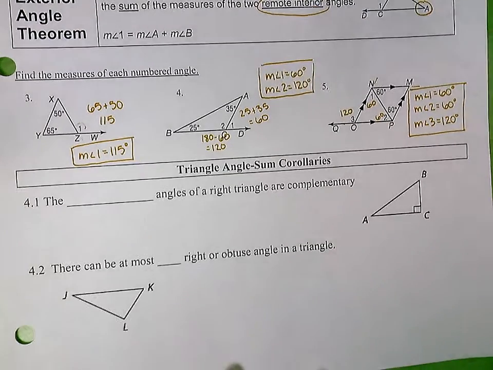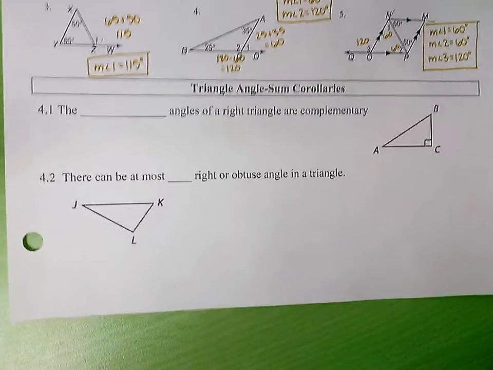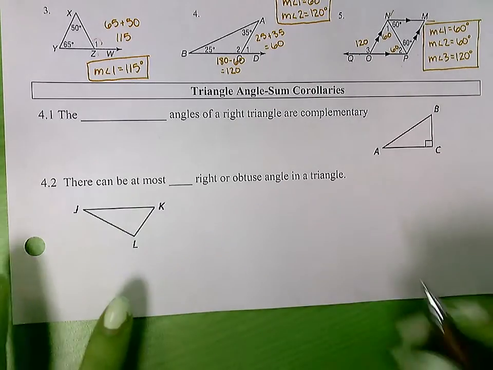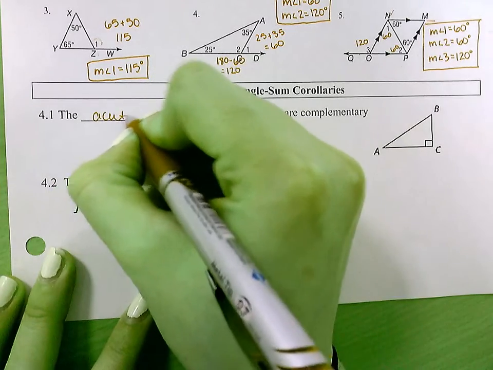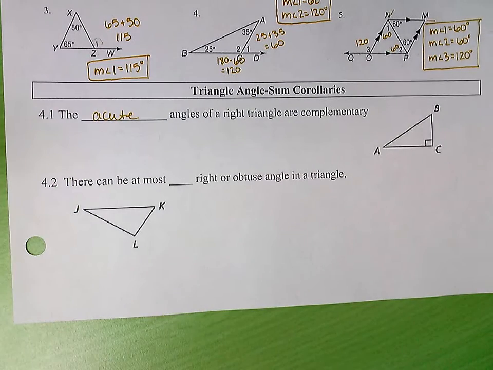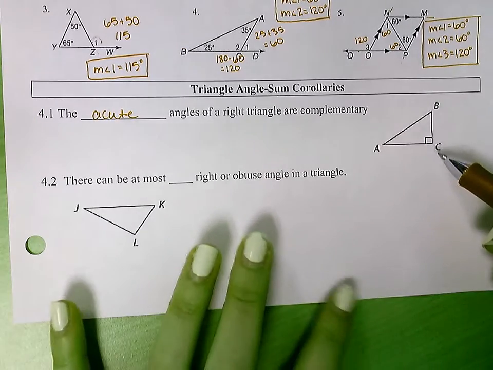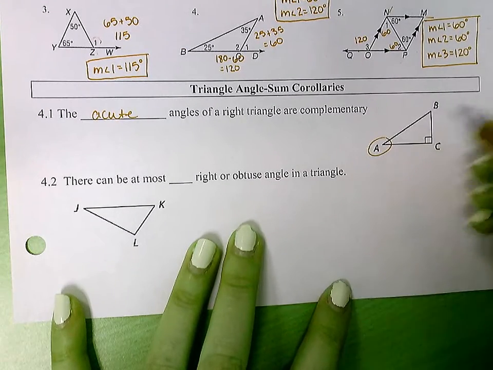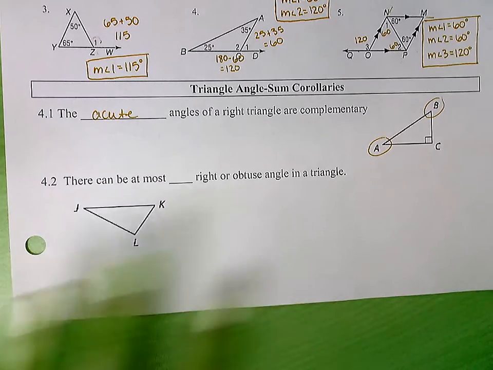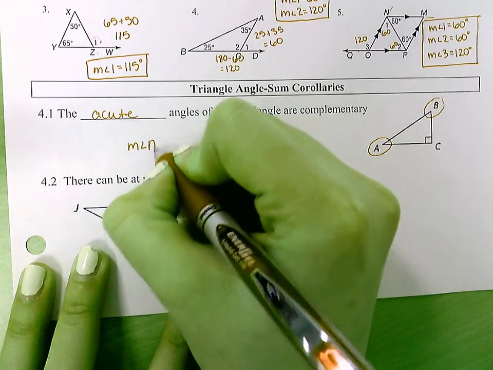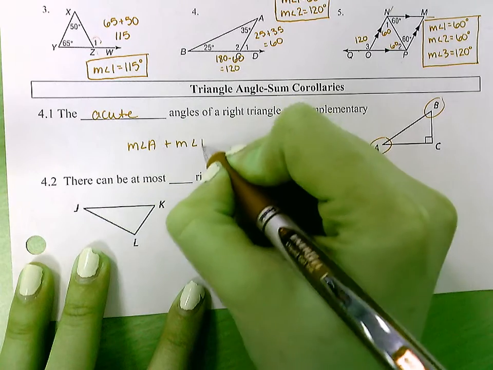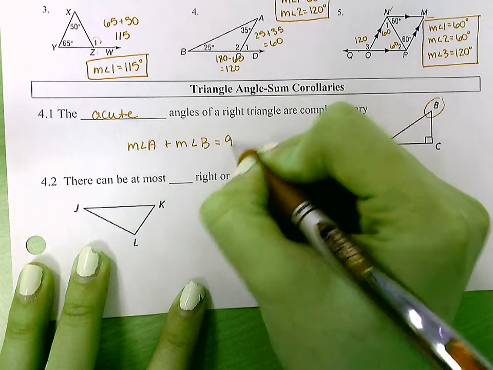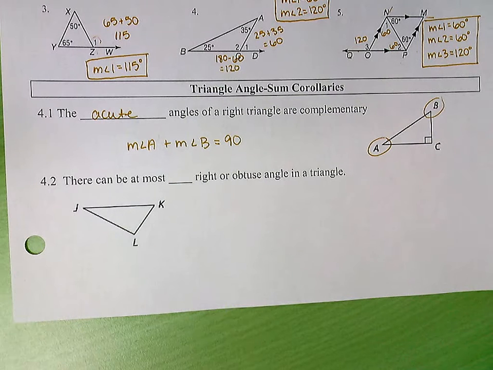All right, so we have some corollaries at the bottom here. This first one states the acute angles of a right triangle are complementary. What does complementary mean? They add to 90. So if you have this right triangle here, your acute angles would be A and B. If I take the measure of angle A and add the measure of angle B, they should equal 90 because they're complementary.